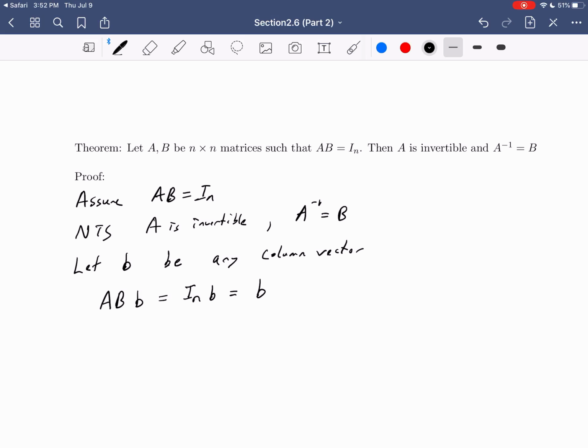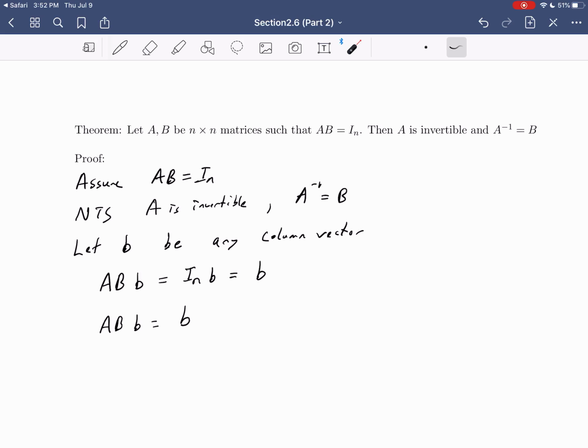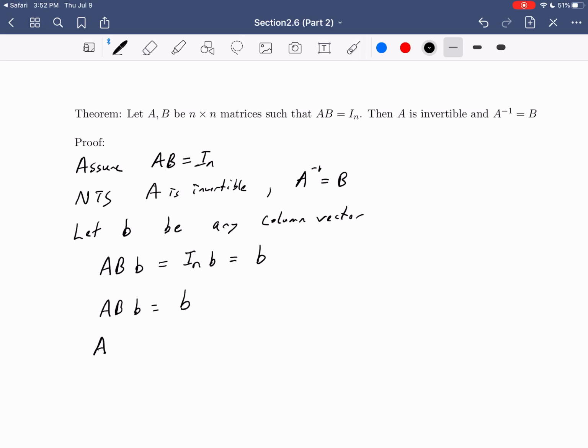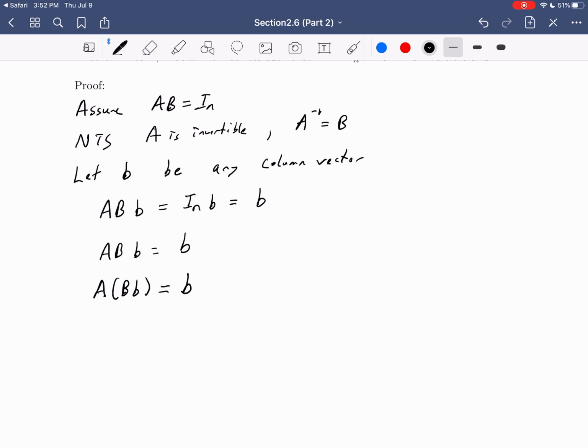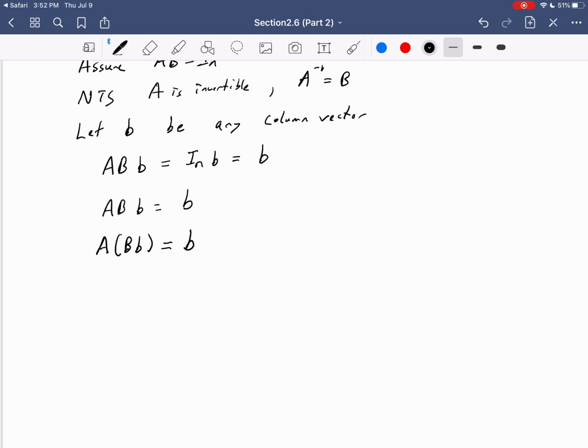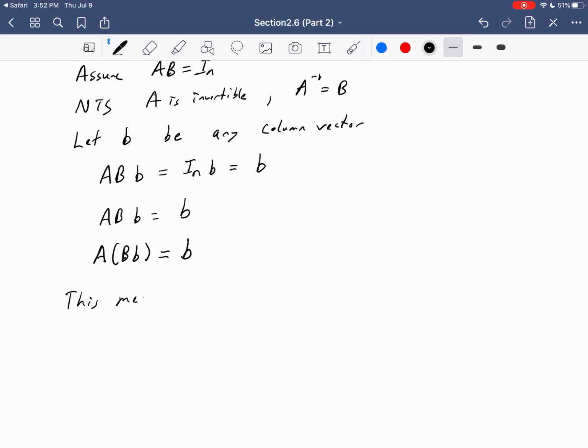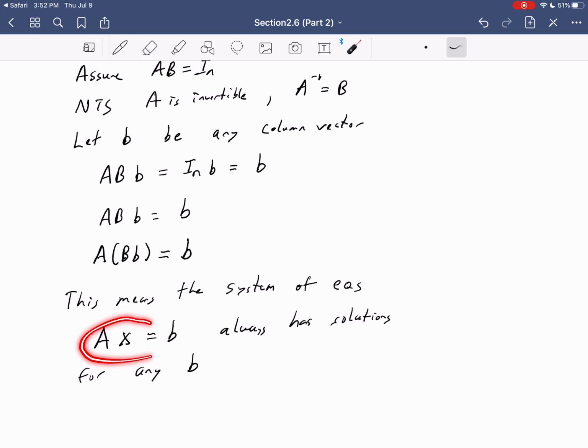So what that tells us is that A times capital B times little b equals little b. Not a huge result, but I'm going to rewrite that a little bit and view it as A times (capital B times little b) equals little b. Now, I want to notice that this means the system of equations Ax equals b always has solutions for any little b.